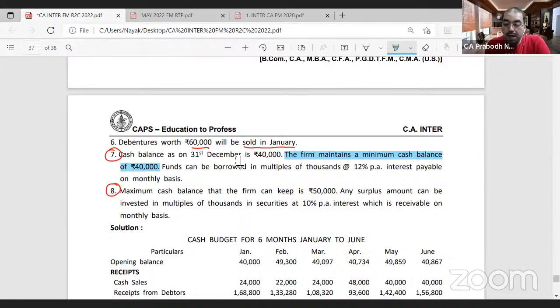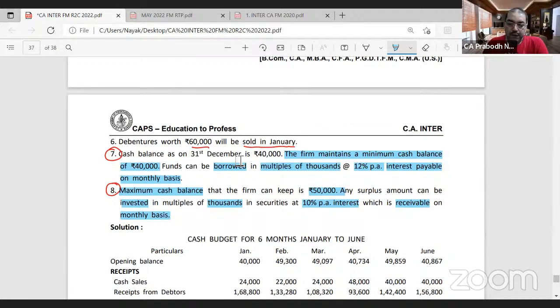Funds can be borrowed in multiples of thousands, at 12% per annum interest payable on a monthly basis. The maximum cash balance the firm can keep is 50,000. Any surplus amount can be invested in multiples of thousands. And what is the interest that you are going to get? Interest is 10%, which is again receivable on a monthly basis. I don't think we have done such a question in the class, right? Because I don't see this particular type of question.